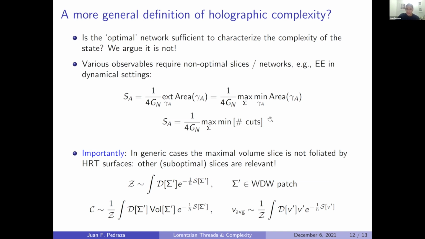But the important observation here is that in generic time-dependent cases, it is not true that the maximal volume slice can be foliated by HRT surfaces. In general, HRT surfaces lie everywhere inside the Wheeler-DeWitt patch. So it is not true that one tensor network defined over the maximal volume slice is enough to compute a subset of the observables. Based on that observation, we now propose that perhaps what you need to do is to consider an ensemble of all possible tensor networks defined over all possible Cauchy slices inside the Wheeler-DeWitt patch. And then we can compute complexity as an ensemble average.